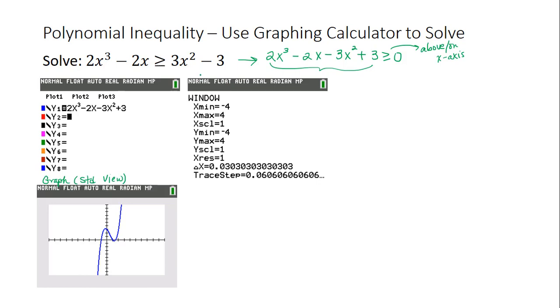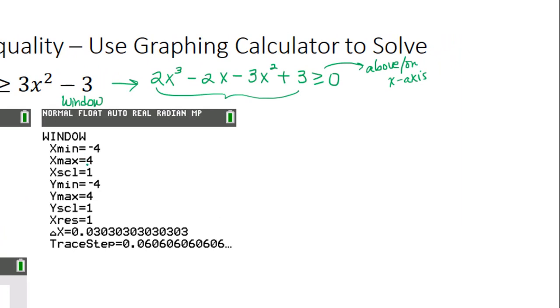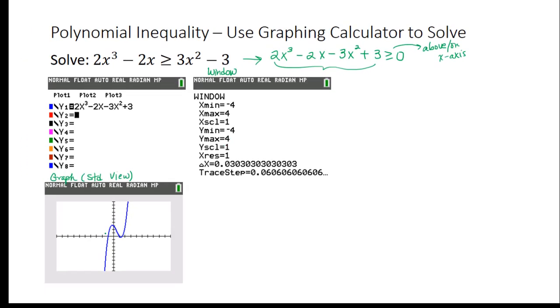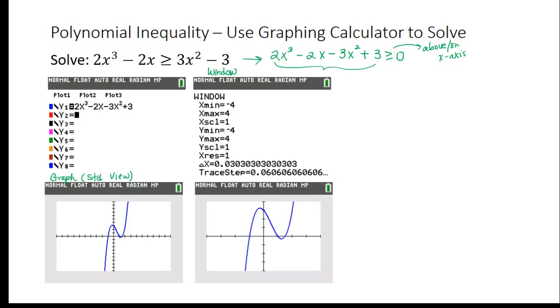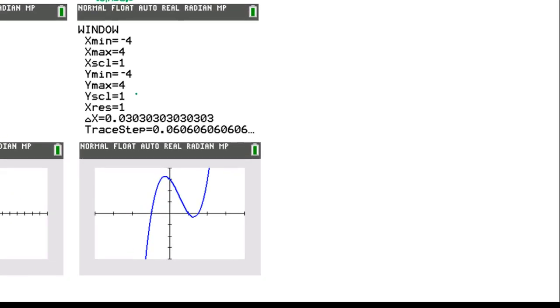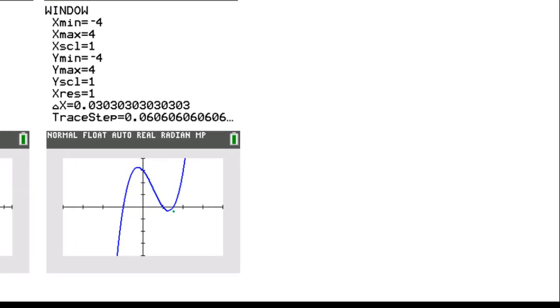I'm going to press Window, and I'm going to use -4 to 4 as my x-min and x-max because all of my zeros are between -1 and 1.5. And for my y-min and y-max, I'm going to use -4 to 4. Again, my highest point on the graph looks to be around 3. And then when I graph that, I'm zooming in on the calculator so I can see now clearly that the graph does dip below the x-axis between the 1 and 1.5.